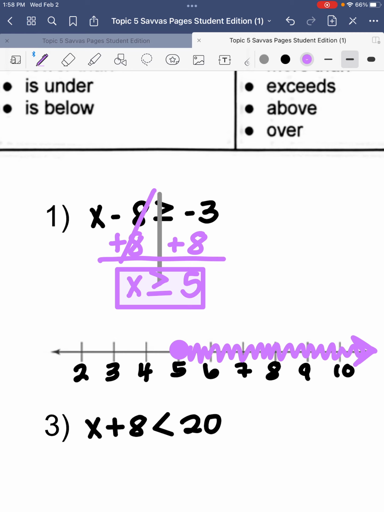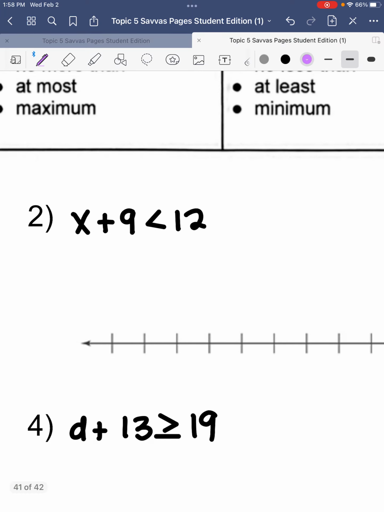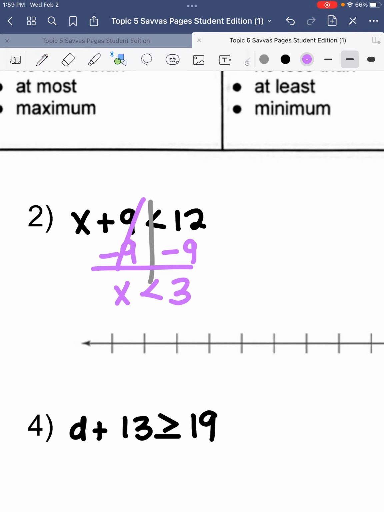So that's number 1. Let's move on to number 2. X plus 9 is less than 12. Well, to solve it, the first thing I'm going to do, draw a line. And I'm trying to get that x by itself. So I'm going to subtract 9 on both sides. So on the side with the x, my 9's cancel out. X is less than. On the other side, I've got 12 minus 9, which is 3. X is less than 3 is our solution.